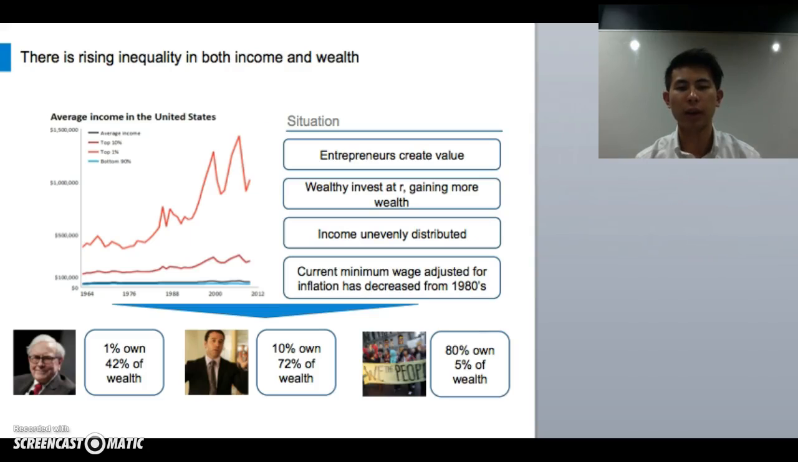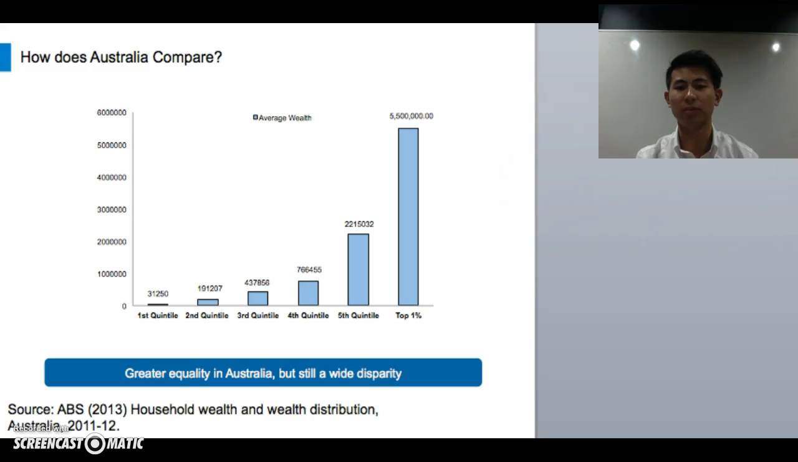So if we look at what's going on in the US, we can see that inequality has spiked dramatically since the 1980s. This is because wealthy investors are investing at a rate R, which is helping increase their wealth at a faster rate than the rest of the economy is growing. What's startling is that minimum wage adjusted for inflation has actually decreased from the 1980s. This means that the top 1% of the population owns 42% of wealth and can grow that wealth substantially faster than the rest of the population.